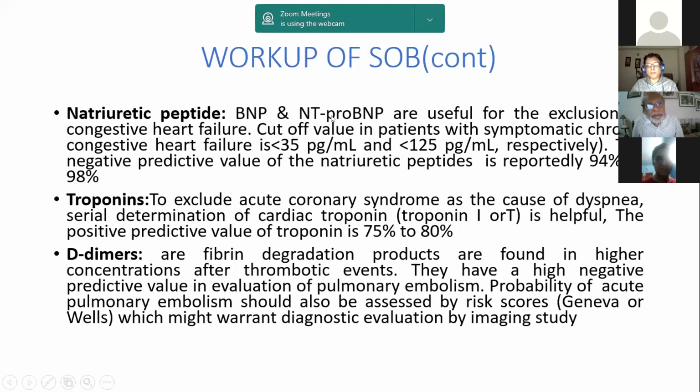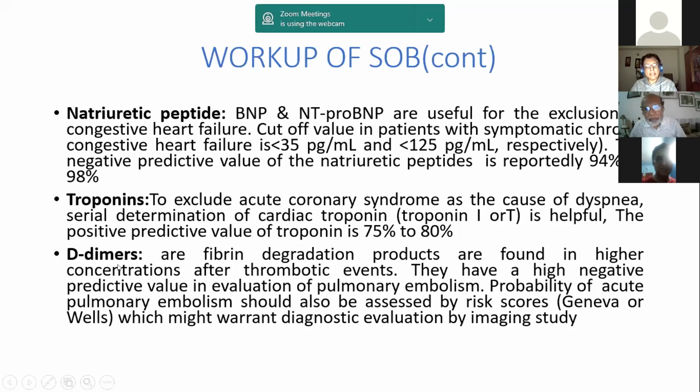These three parameters are important from a cardiac point of view. Natriuretic peptide, BNP and NT-proBNP, are the two common ones. I will discuss them later. The cutoff value of BNP is less than 35 and NT-proBNP less than 125. This has a very good negative predictive value. Troponin is a very commonly preferred investigation, and we must keep in mind that troponin can be elevated due to some non-coronary and non-cardiac causes as well. The troponin I or T, and the positive predictive value of troponin is not 100%.